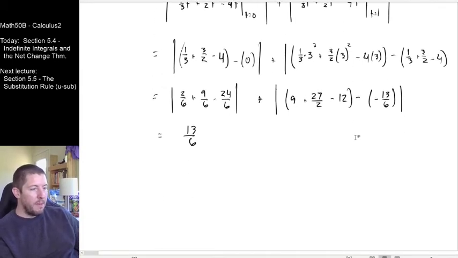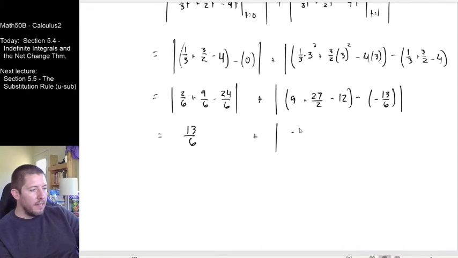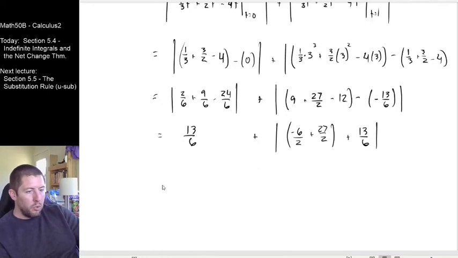Now we can go ahead and wrap this up. It should be plus the absolute value of 9 minus 12, which is negative 3. And so maybe I'll write that as negative 6/2 plus 27/2 plus 13/6. What do we got here? That's going to be 21 halves, but I really want to think about that as 63 sixths, plus 13 sixths is going to give me 76 sixths.